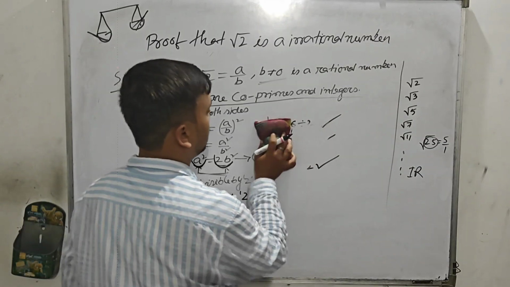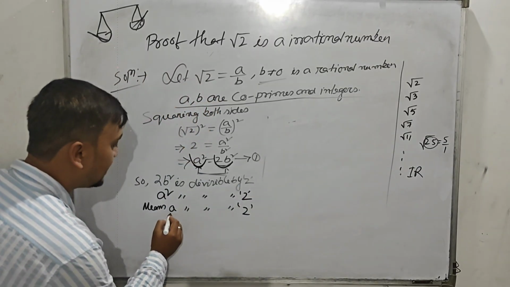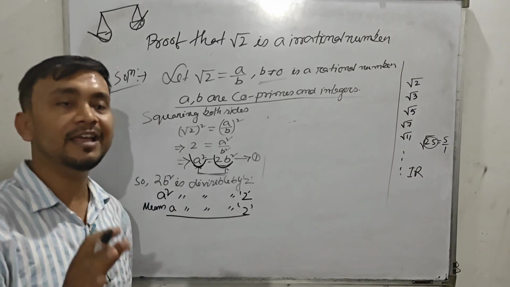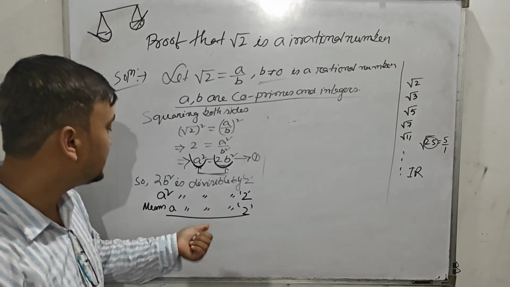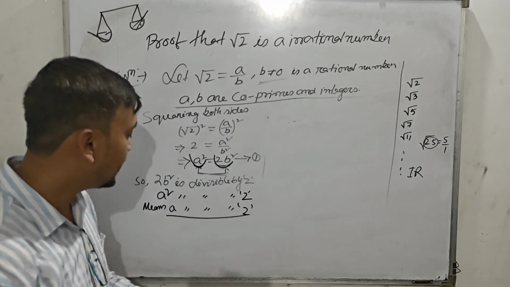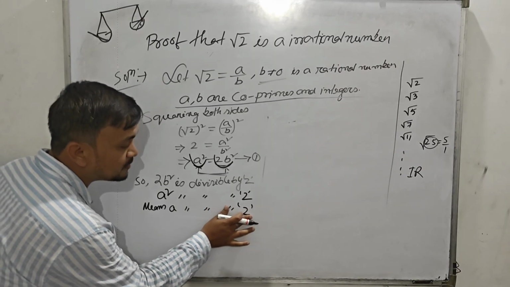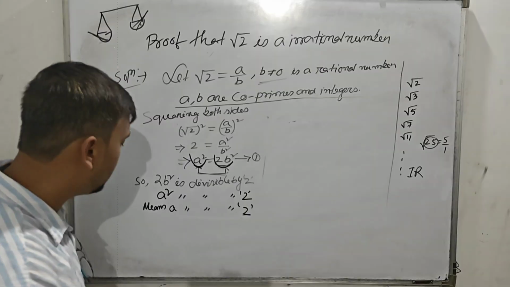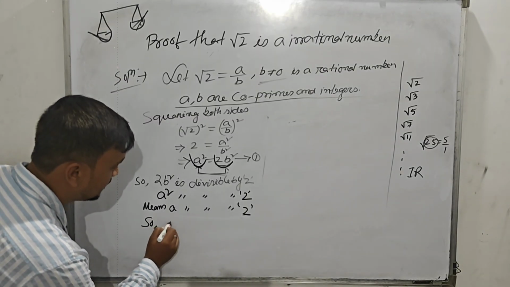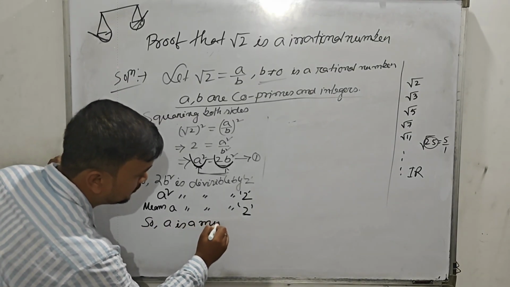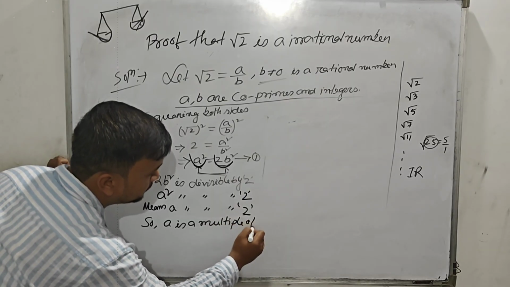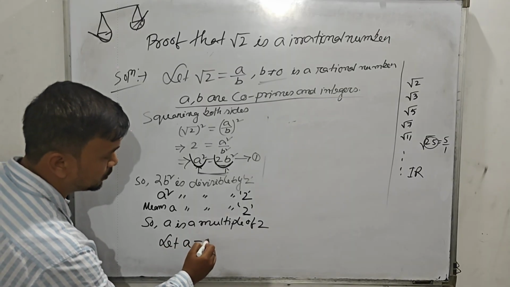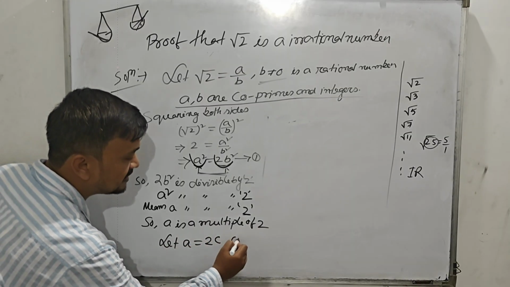Okay? So next clicking point. This a is divisible by 2 means what? a can be 2, a can be 4, a can be 10, a can be 100, a can be 1 crore. That means a will be a multiple of 2. If any number is divisible by 2, what does it mean? That means that number is a multiple of 2. So I will write, a is a multiple of 2.